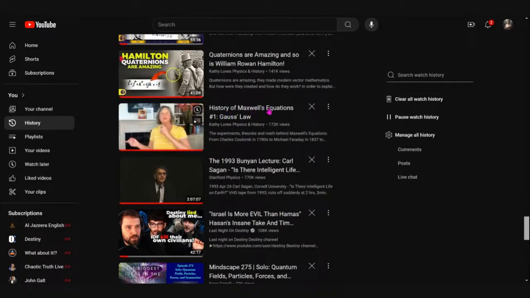Maxwell is amazing. Maxwell is unbelievable. This gave me so much insight about the speed of... I want to see the original Maxwell's equations with the quaternions. I've seen them once, but I don't remember them very well.